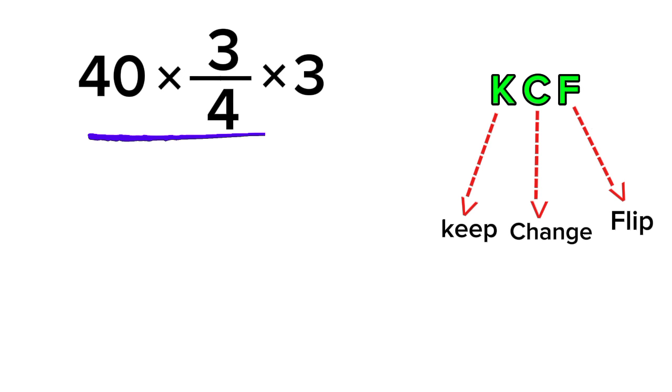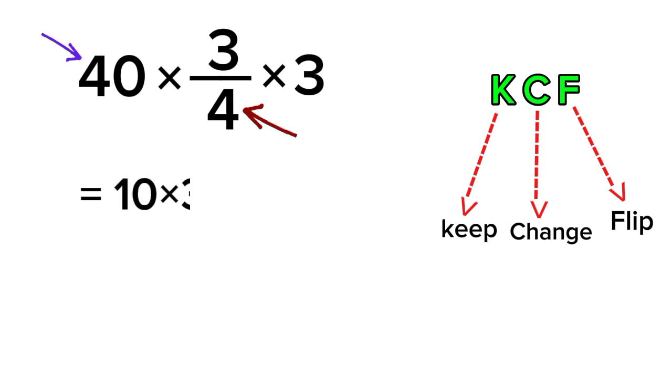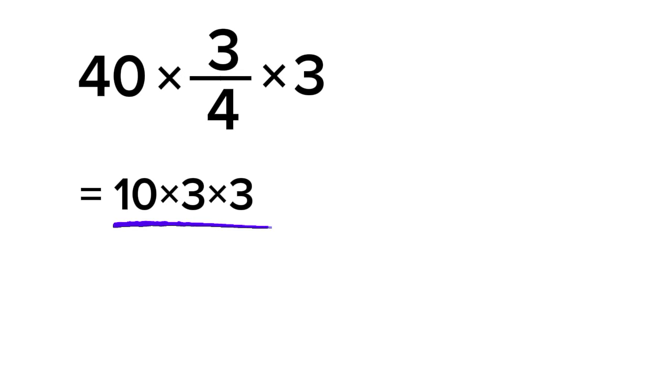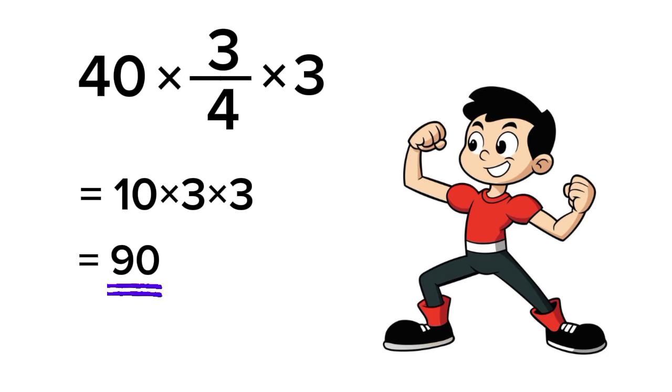Now, we can simplify this easily. 40 divided by 4 equals 10, so we're left with 10 times 3, and then still times another 3 from the expression. So 10 times 3 equals 90. That's our correct answer, 90, not 10.